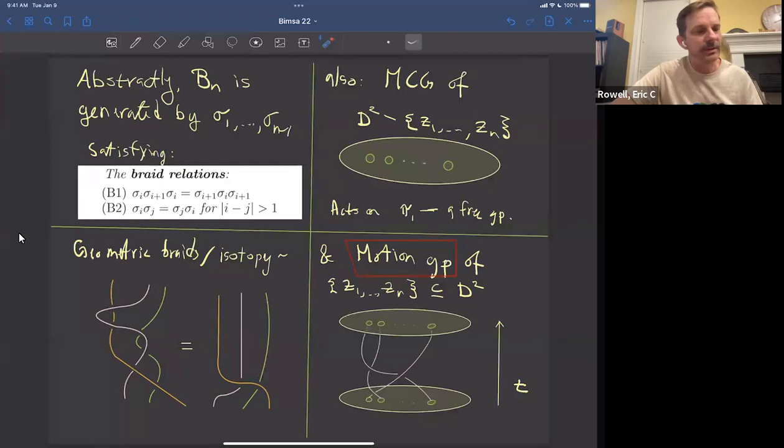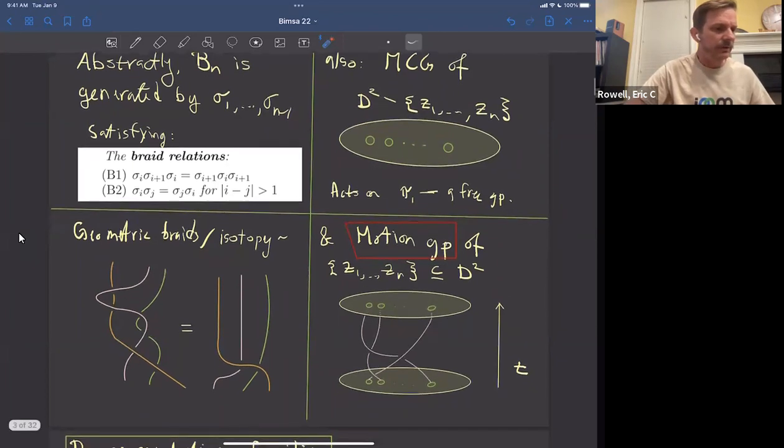It also is the mapping class group of a disk minus endpoints. One way of realizing this is that you can write it out by looking at the action of the mapping class group on the fundamental group, which in this case, the fundamental group of a punctured disk, is just a free group on the appropriate number of generators.